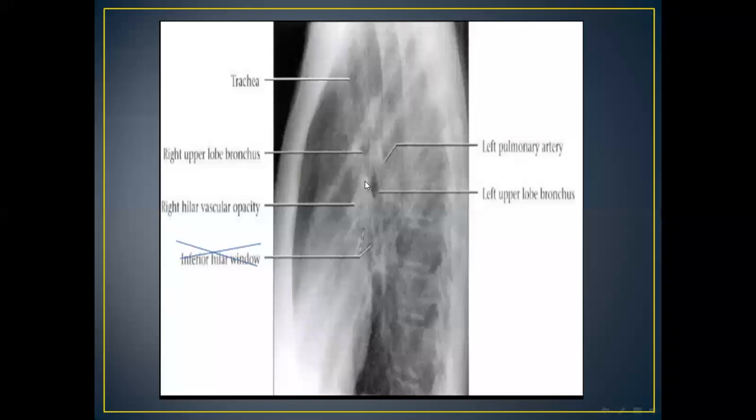On lateral chest X-ray, this is the trachea, which divides into the right upper lobe bronchus, which lies superior to the left upper lobe bronchus. This is the right main pulmonary artery and this is the left main pulmonary artery. As we said, the right bronchus is called eparterial, so it is above the right main pulmonary artery. While on the left side, the bronchus is called hyparterial because it passes below the left main pulmonary artery.